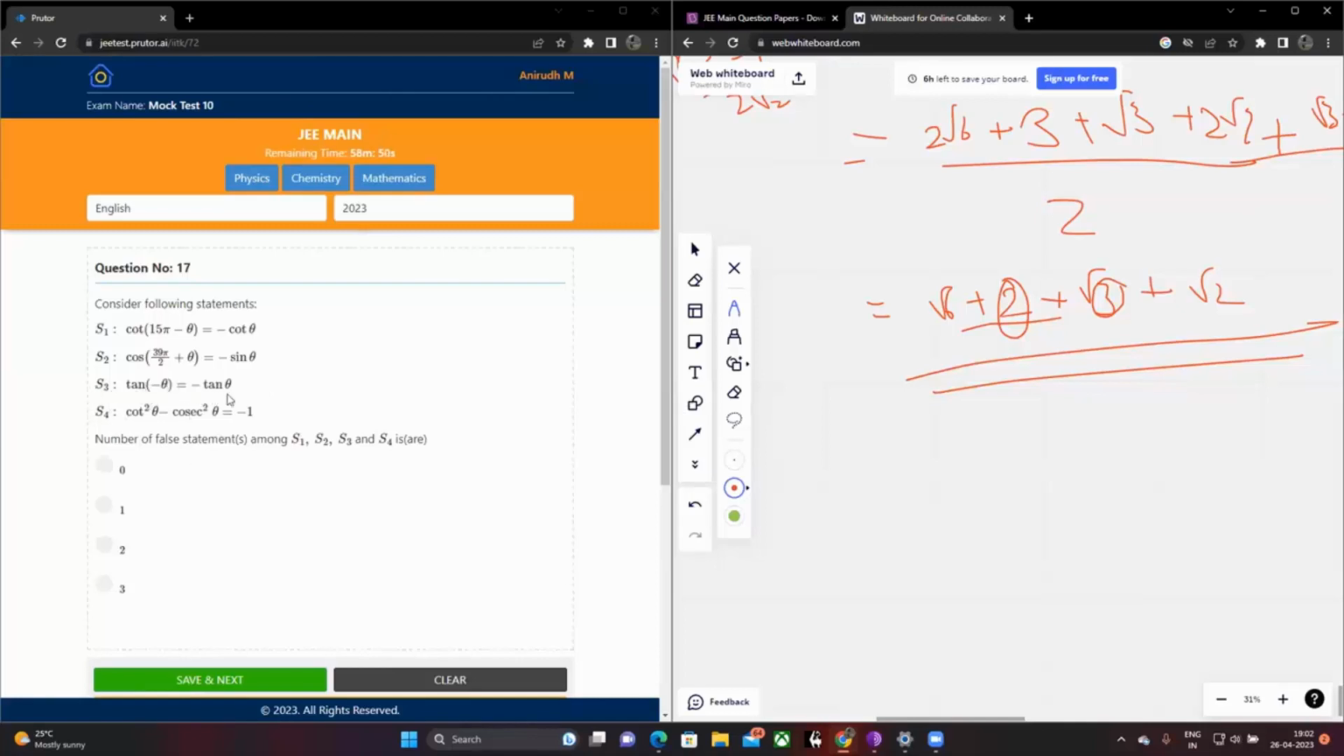S3 is tan of minus theta is minus tan theta. We all know that it's only cos of minus theta that is cos theta, none other, cos and secant, of course. So tan of minus theta is minus tan theta, that's also true, right?